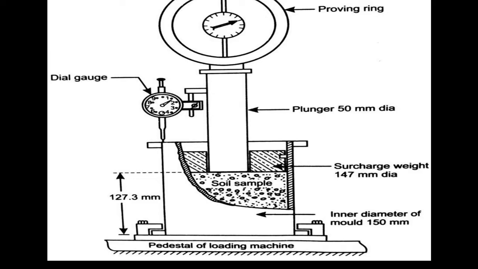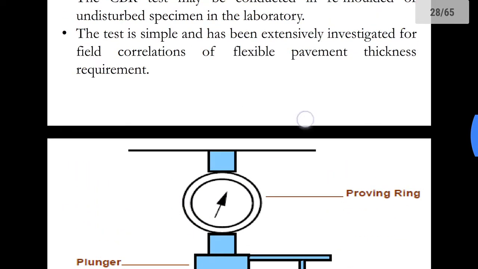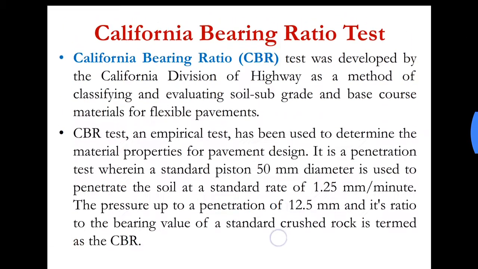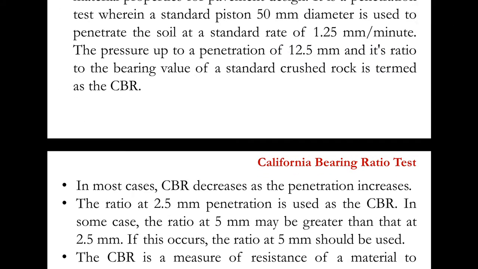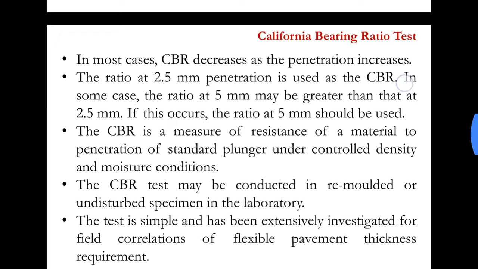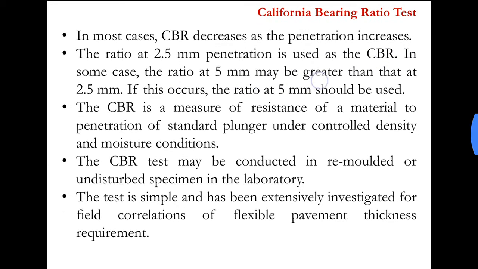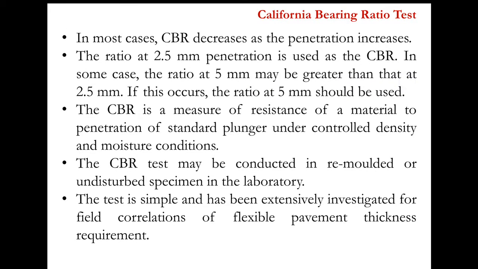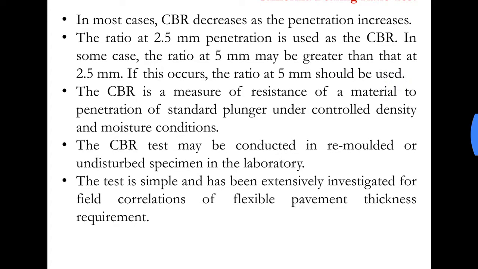Now these readings are recorded up to a penetration of 12.5 mm. The ratio at 2.5 mm penetration is used as the CBR, and in some cases the ratio at 5 mm may be greater than that at 2.5 mm. If this occurs, the ratio at 5 mm should be used.